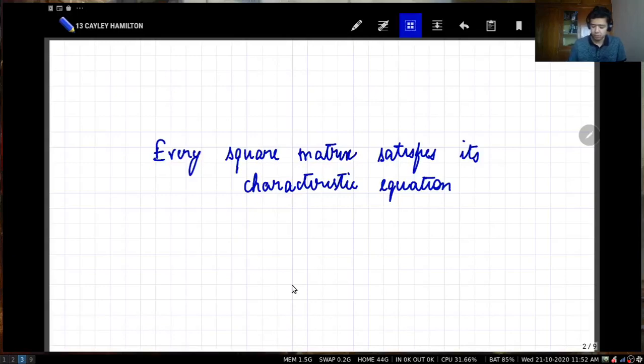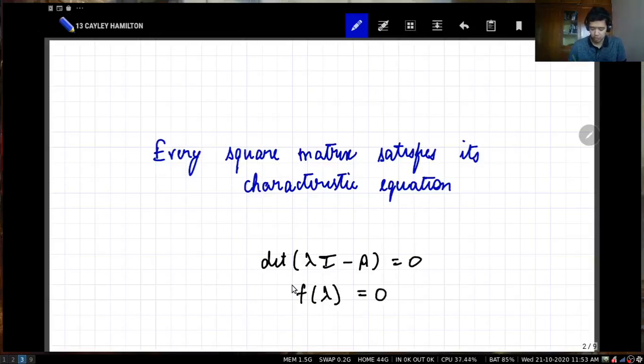Right? So recall the characteristic equation is the determinant of lambda I minus A equal to 0, where lambda is the variable in question. So this is some polynomial f in the variable lambda, and what the Cayley Hamilton theorem says is that f of A is equal to 0. So this matrix polynomial evaluates to 0. And this is a very nice result, and we'll see more of this later.